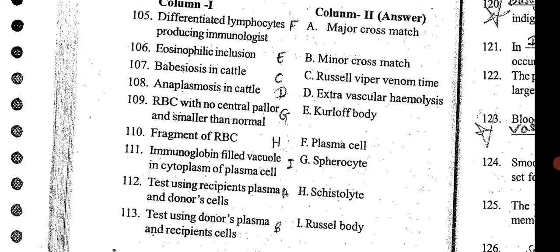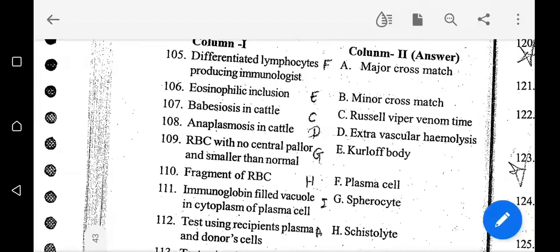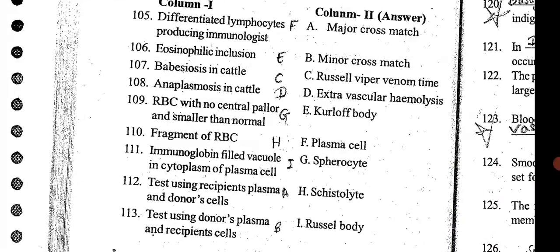Test using recipient's plasma. In case of major cross or minor cross, we only have to remember the major cross. In the major cross, if we are the donor and we are donating our blood to a patient, and our cells are being tested, then it will be the major cross. Major cross is the cross in which the donor's cells are being tested.